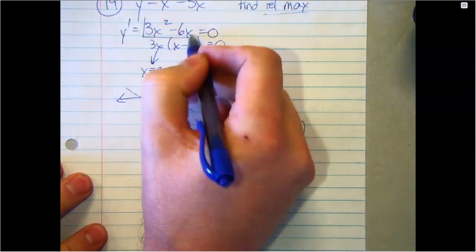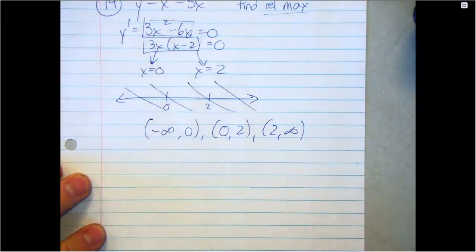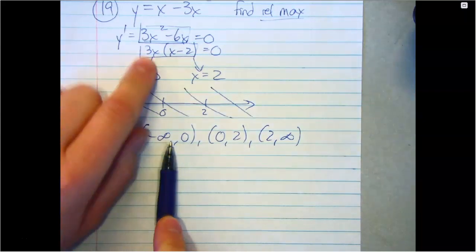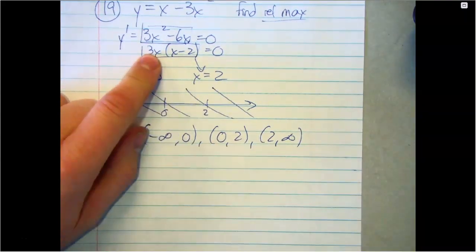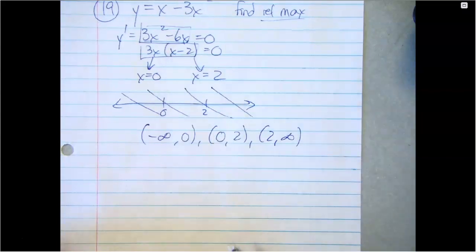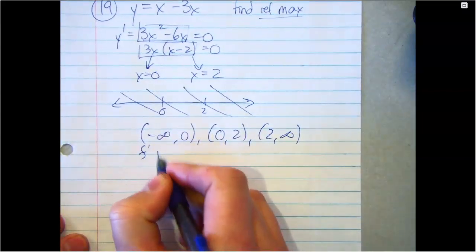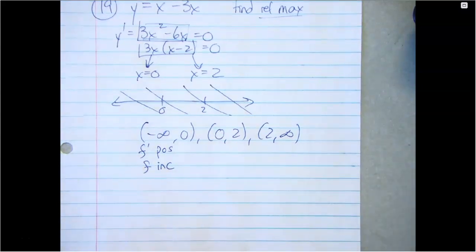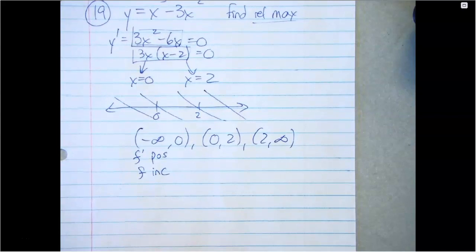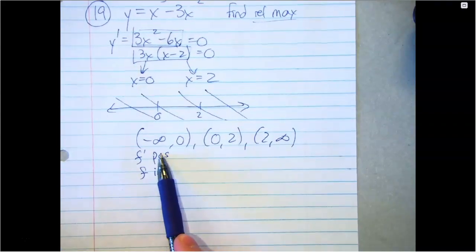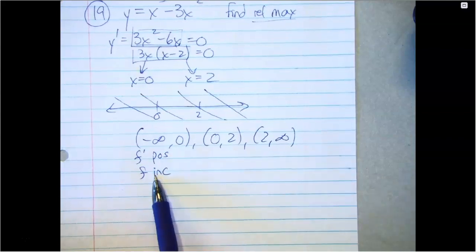And plug into whichever one of these two forms makes your life easier. So let's say negative 5. Well, this is just two things being multiplied. So if I plug negative 5 into that thing, it's negative. If I plug negative 5 into that thing, it's negative. So f prime is positive, which means f is increasing. So the derivative graph is above the axis here. The original graph has a positive slope.